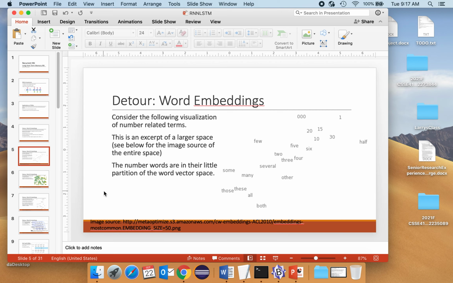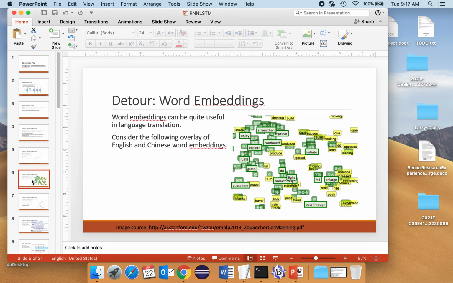So what people then did is they did this for English, and they did the same thing for Chinese. And this is an overlay of these two things. Well, I don't know any Chinese, but based on the fact that they show up differently, and based on the fact that it was a paper published at Stanford University, I imagine that these are similar words in these two languages. And so that's obviously quite useful in language translation.